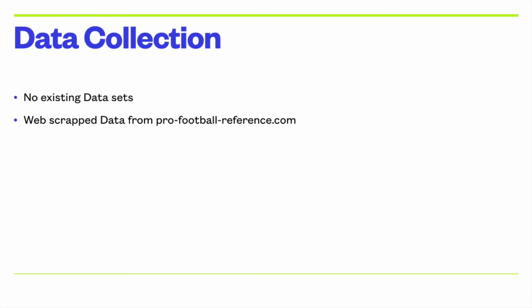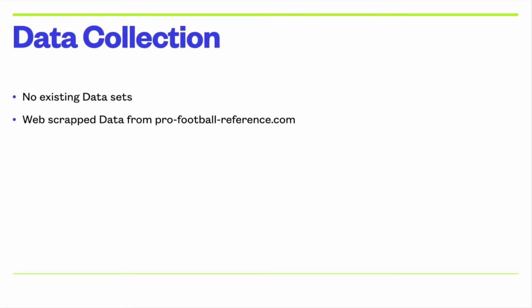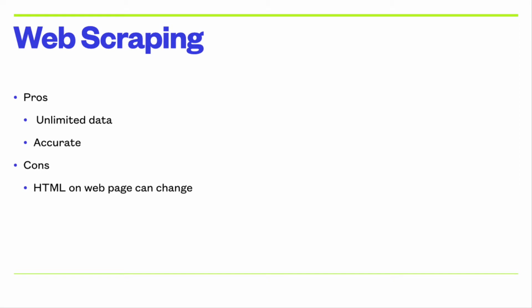To start this project off, I couldn't find a data set that contained all the information that I wanted, so I had to resort to web scraping to collect that data. Web scraping is a great alternative when your data set isn't readily available online, and it does open up the data that you can pull in and you can customize what you do bring into your data set. I chose to use Python with the Gazpacho library to scrape data from Pro Football Reference.